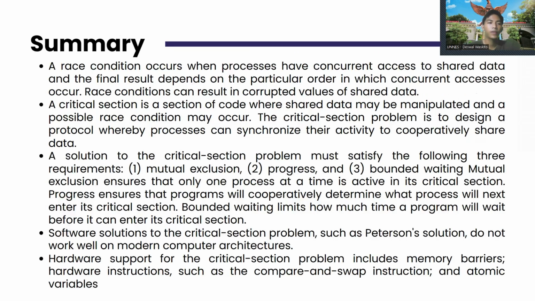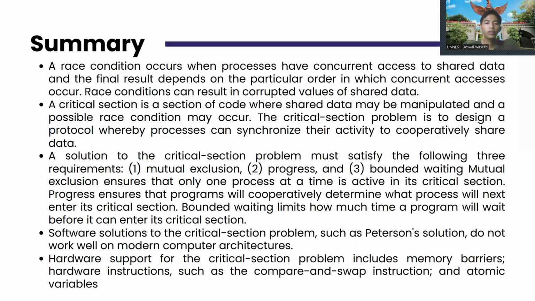Okay, for the summary: a race condition occurs when processes have concurrent access to shared data and the final result depends on the particular order in which concurrent accesses occur. Race conditions can result in corrupted values of shared data. A critical section is a section of code where shared data may be manipulated and a possible race condition may occur. The critical section problem is to design a protocol whereby processes can synchronize their activity to cooperatively share data.